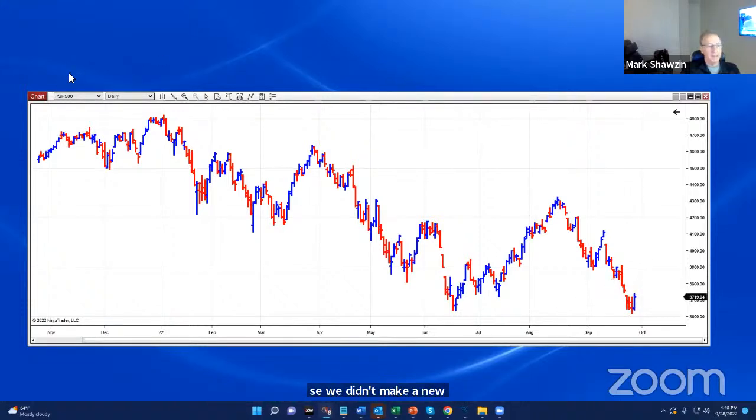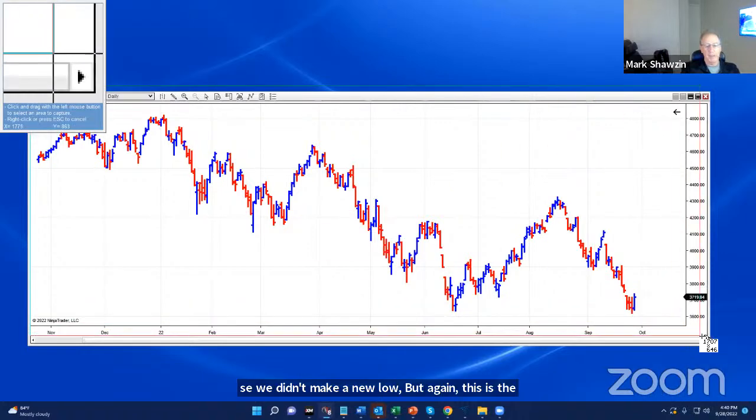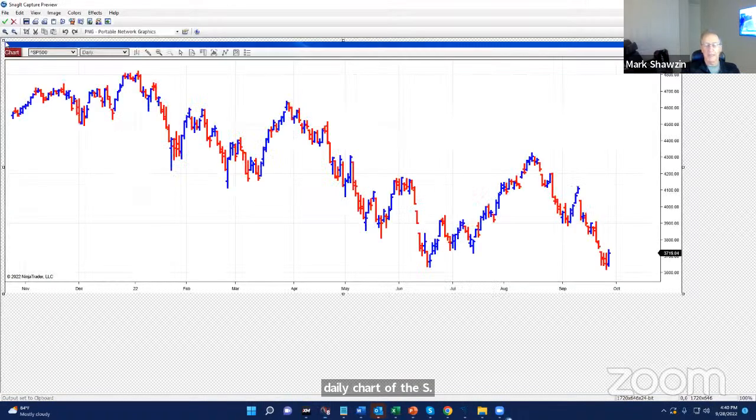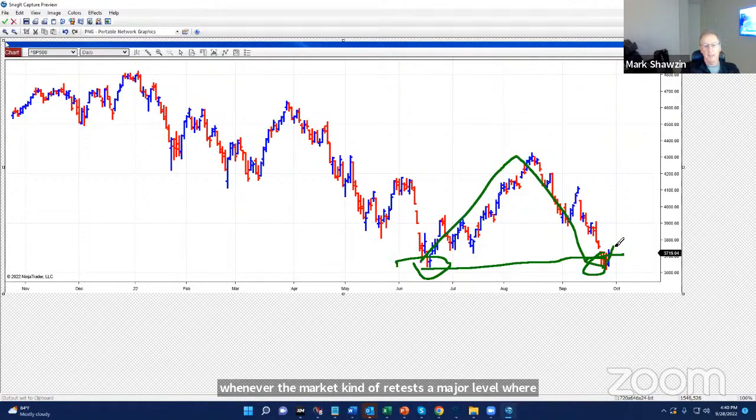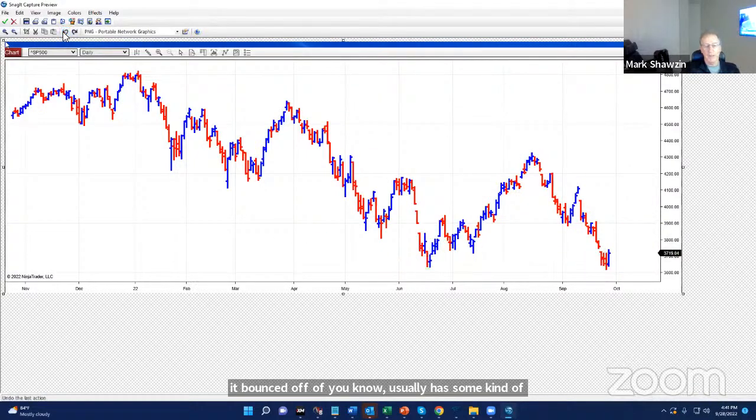But again, this is the daily chart of the S&P. And you can see up close that we're just treading water around these June lows. And whenever the market retests a major level where it bounced off of, it usually has some kind of price action or lift off of that.